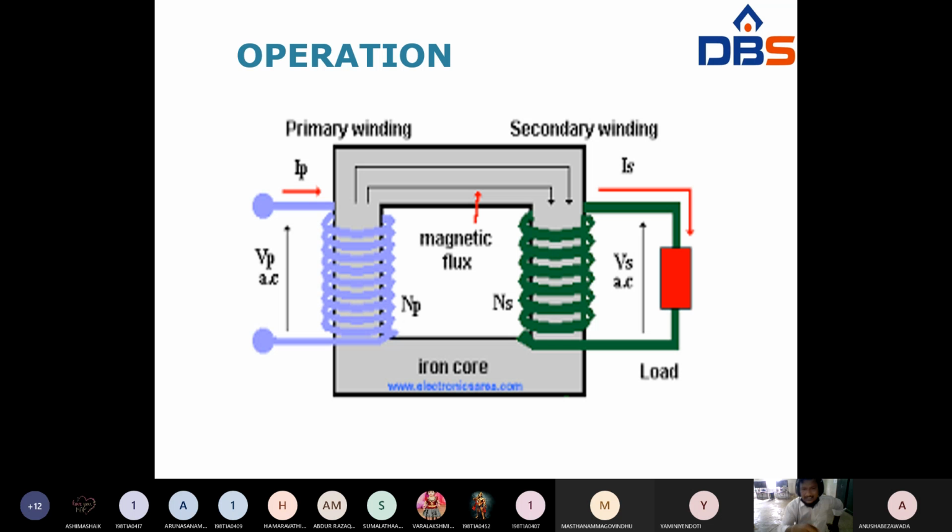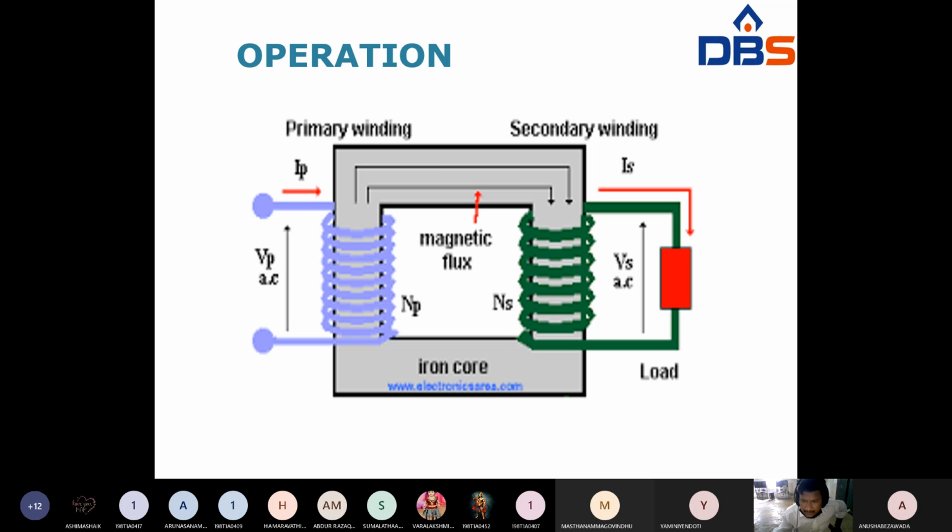Magnetomotive force, right? So the magnetomotive force is nothing but the product of number of turns and current, IP and NP. Because of that MMF, flux is produced in the primary winding. That flux is linking with the secondary winding through the core, through the mutual induction principle.